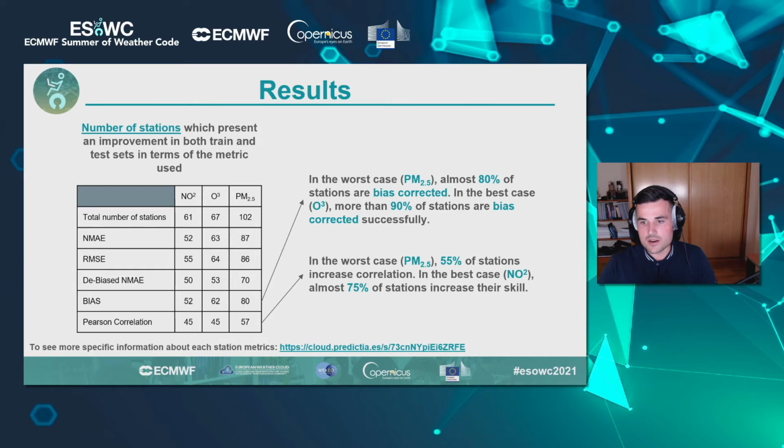There's also an increase in the Pearson correlation, which we mean here to be the skill of the forecast. In the worst case, 55% of the stations increase the correlation, which means that there is another 45% which decreases it. In the best case, which corresponds to the O3, almost 75% of the stations increase their skill. You can see more specific information about each station metric in the link provided in the presentation.